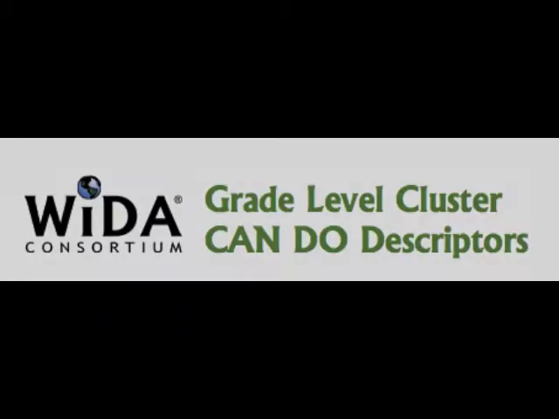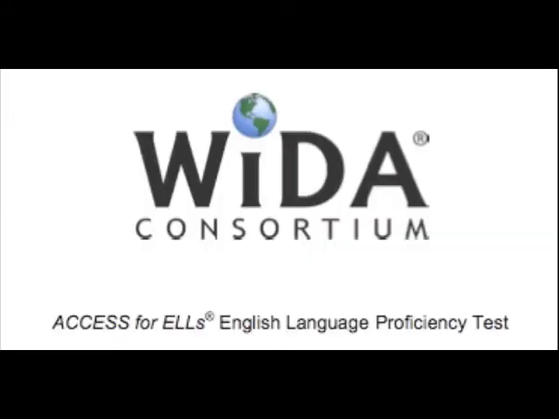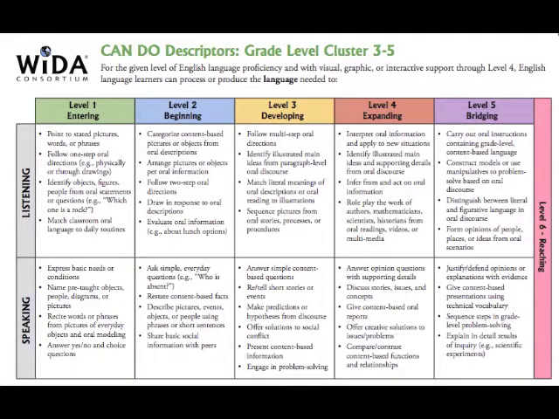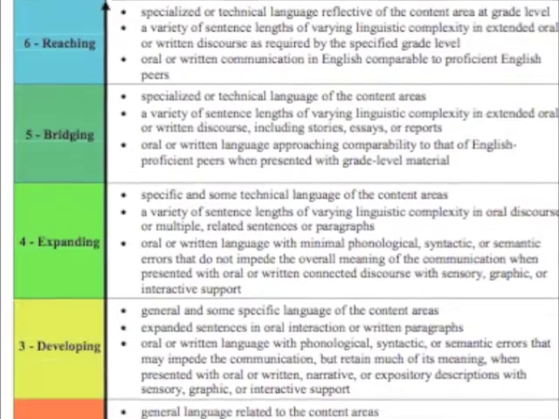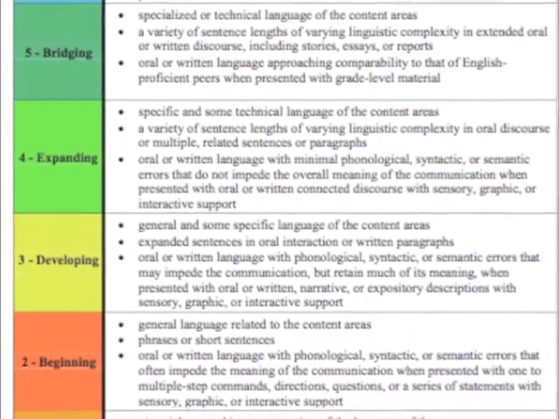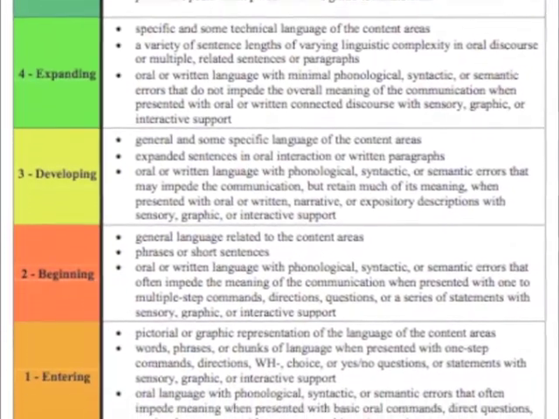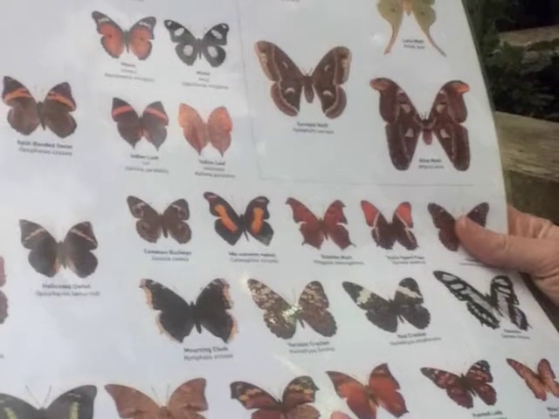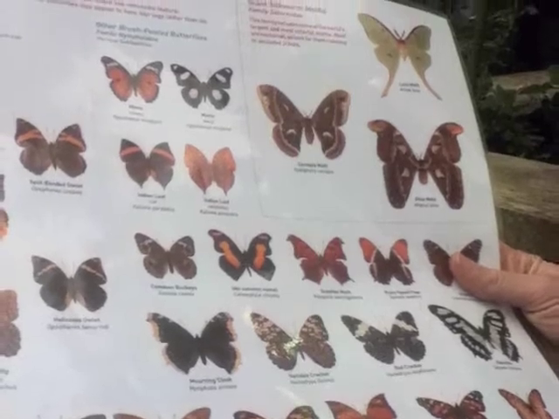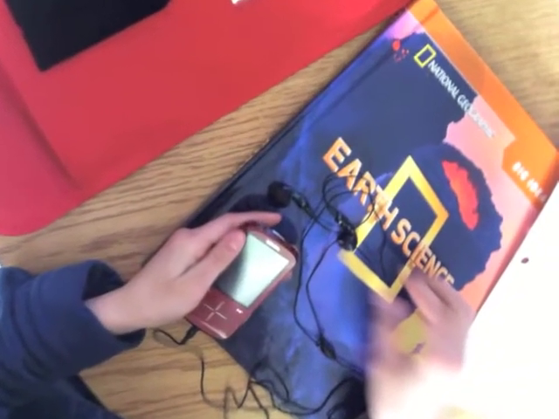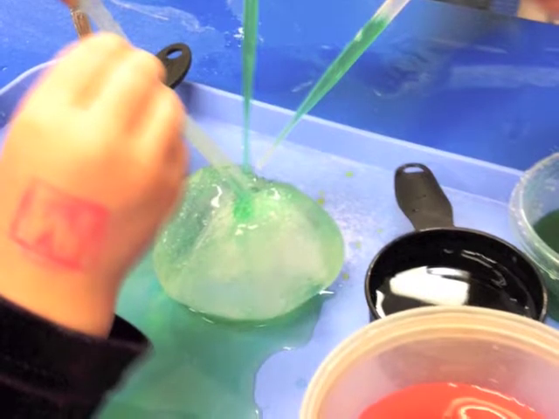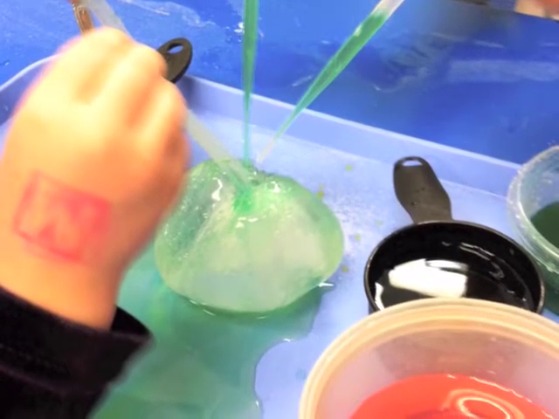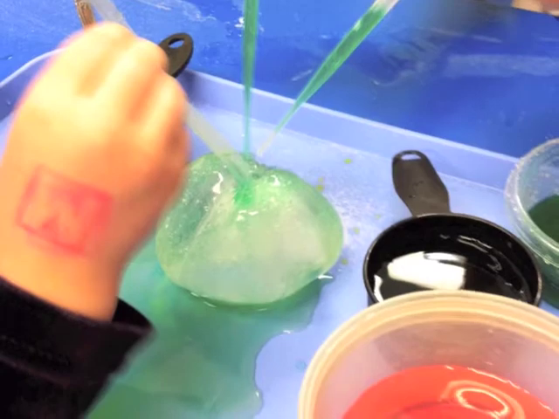The CanDo descriptors were developed by the WIDA Consortium to give teachers a better idea of what access scores mean. They explain students' language abilities in listening, speaking, reading, and writing for each level of language proficiency at their grade level. It's a key to differentiation. It can help you know how to support students in learning content. It's not about dumbing down the lesson, but rather being strategic in what to teach. What is important? How can I get students to demonstrate that they have understood?